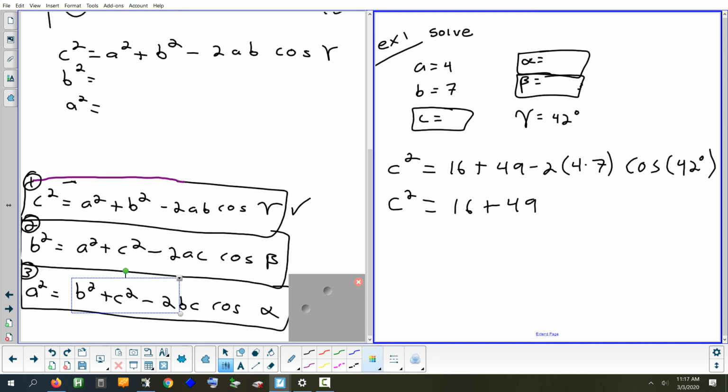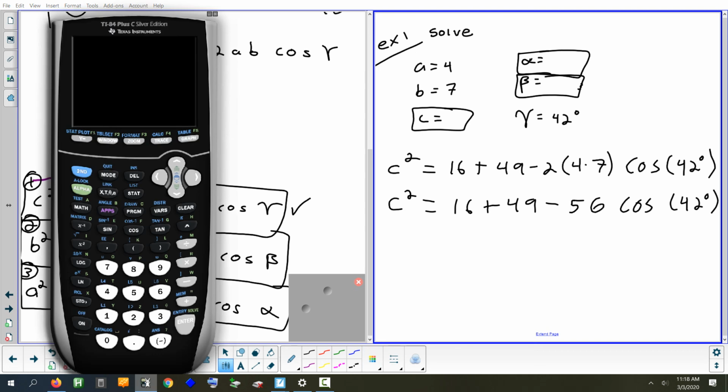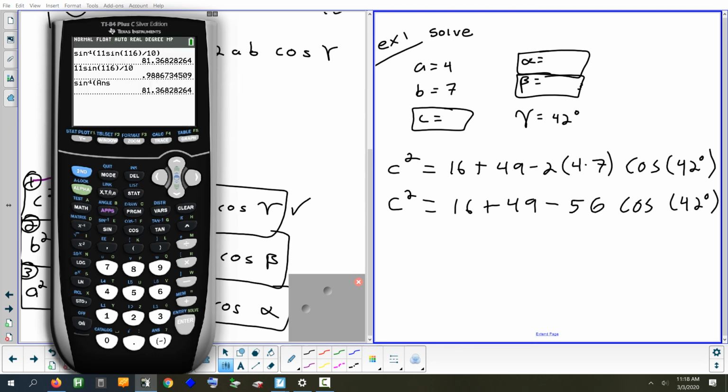What's negative 2 times 4? Negative 8 times 7. So negative 56 cosine of 42. Now, what would we do next? You could add them. If you're going to follow PEMDAS, you really should do something else first. But adding it technically wouldn't mess this up. Yeah, you should multiply the 56 and the cosine together first. What's very important is you don't do 49 minus 56. You can't do that. Okay? So 56 cosine 42.